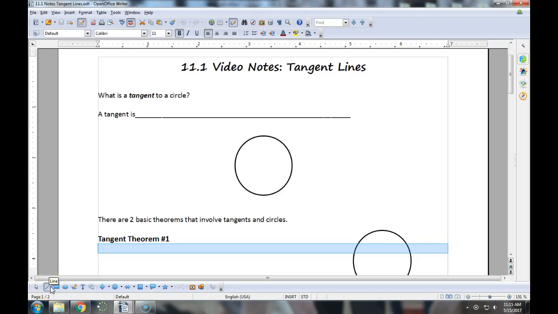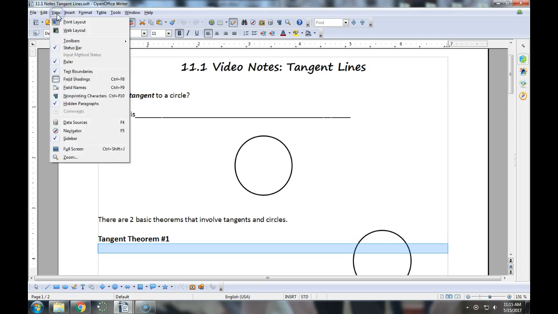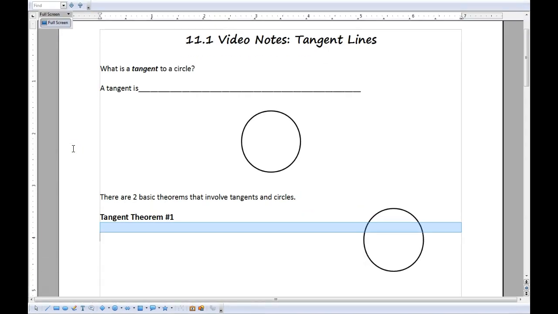All right, 11.1 video notes. This whole chapter is talking about circles, much more in depth than so far. We've learned area and circumference and some things about radius and diameter, just really basic parts, but we're going to go into a lot more detail in this section. So let's jump right into it.